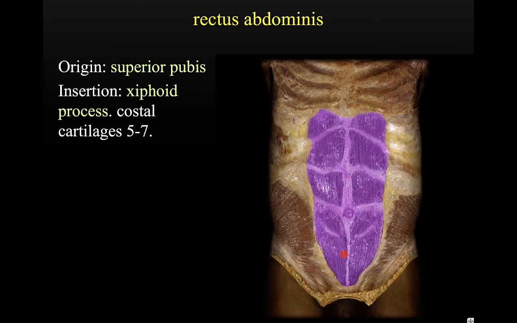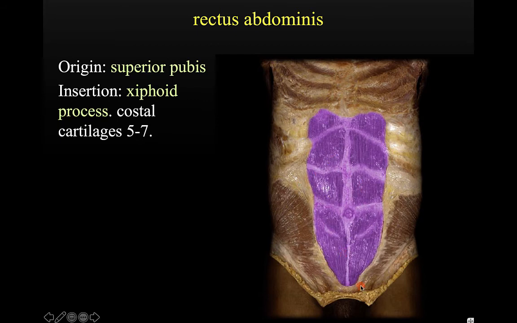So our last abdominal muscle is the rectus abdominis. Rectus means straight in this case. So if we think about all of our abdominal muscles, we have two that are oblique or diagonal, one that is transversus, meaning it runs transversely or across, and rectus, meaning straight up and down.